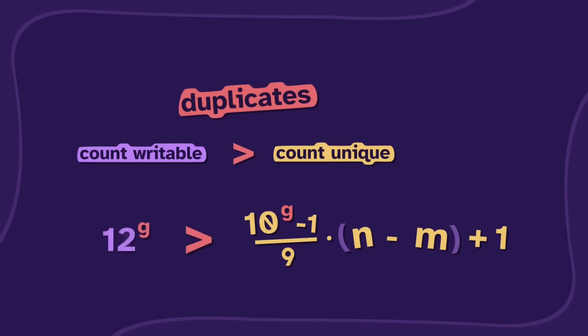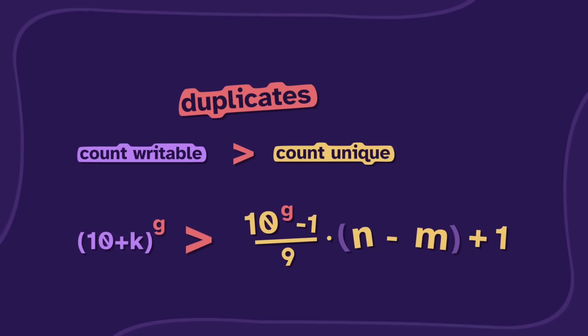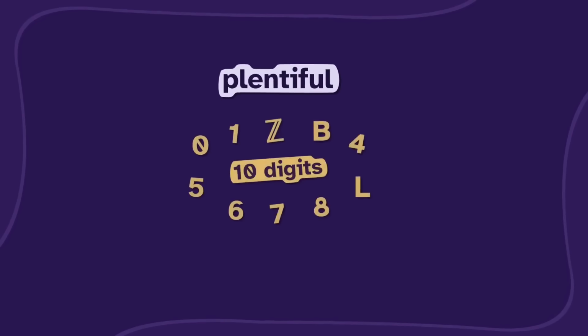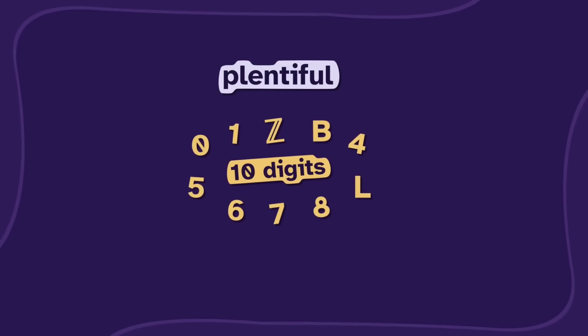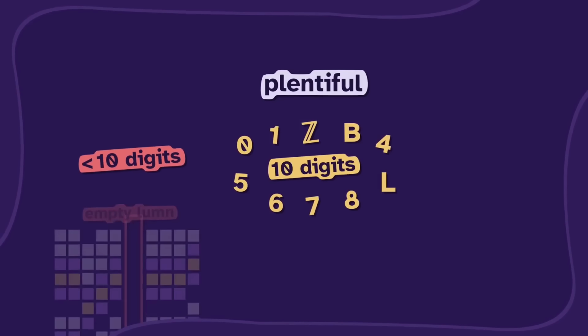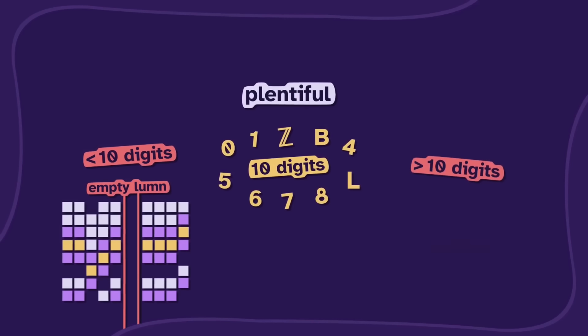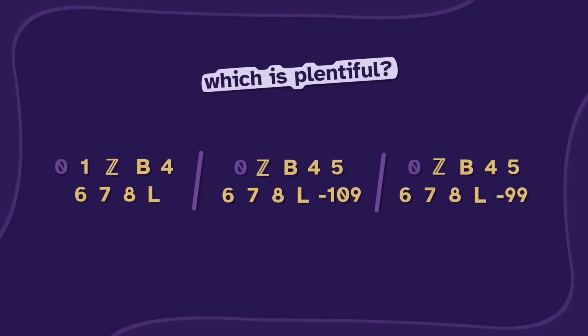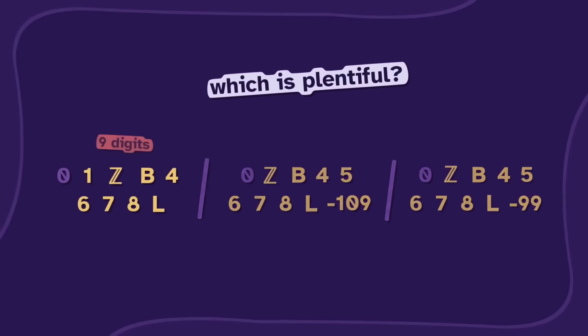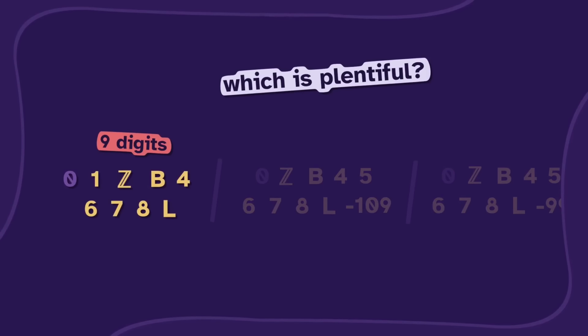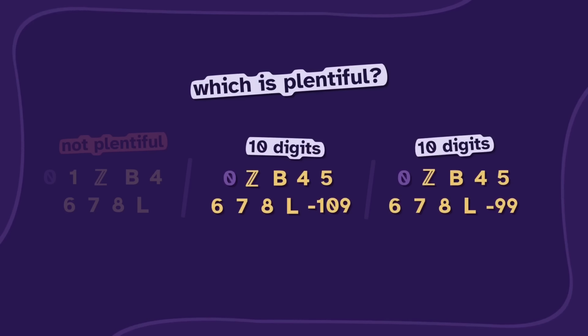And this would also happen if we used 12 digits or 13 digits or any other amount greater than 10. So to summarize, a plentiful set must have exactly 10 digits. If there are less, we'll have an empty lum, and if there are more, we'll have duplicates. So returning to this question, the left set only has 9 digits, so it's not plentiful. But the others both have 10, so we need to dive deeper.